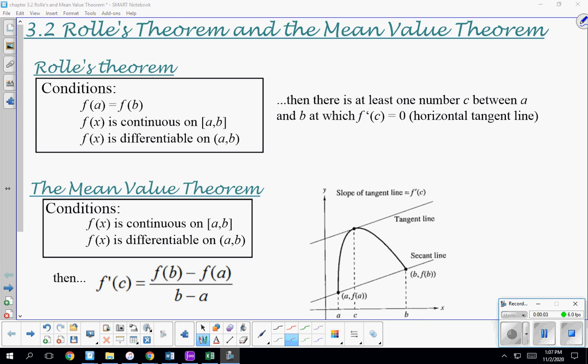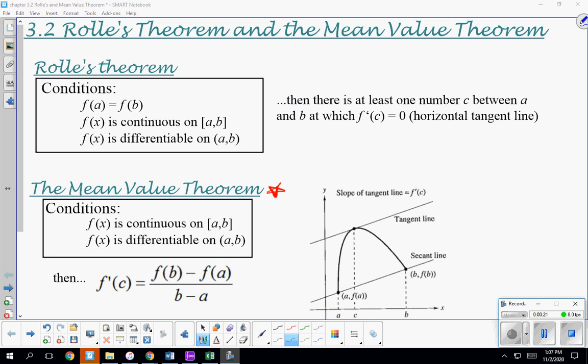In this video, we're going to talk about two very important theorems, Rolle's theorem and the mean value theorem. Mean value theorem is more commonly used because it always works for any type of slope. Rolle's theorem is exactly the same thing, only it's for a very specific type of problem.